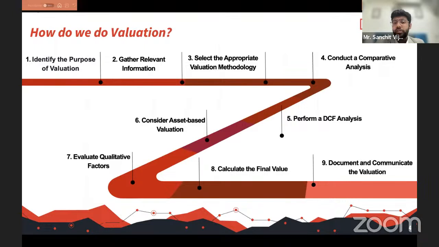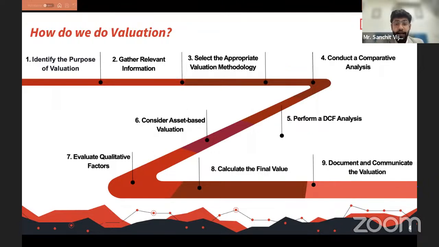Second is to gather relevant information. We have to collect all the necessary information about the asset, the business, or the investment that we are valuing. This includes all the financial statements, historical performance, industry trends, market conditions, and any other relevant factor that we think would impact the value.